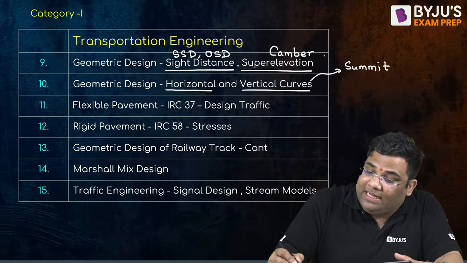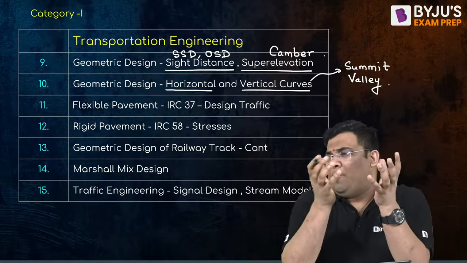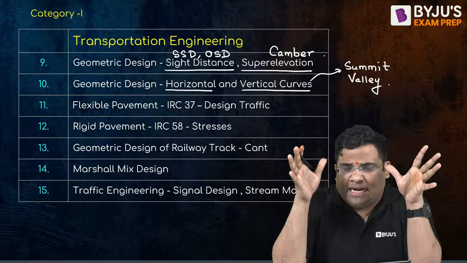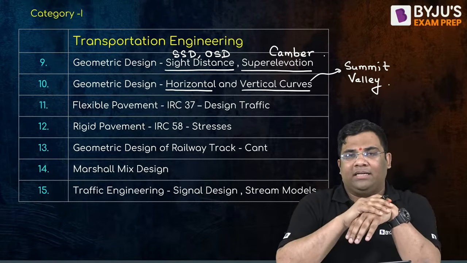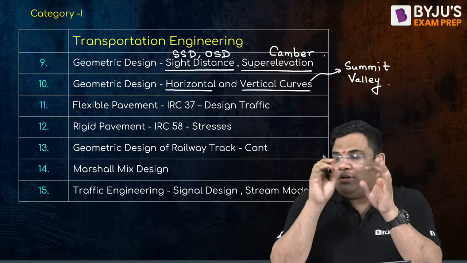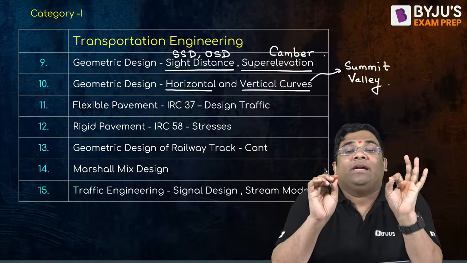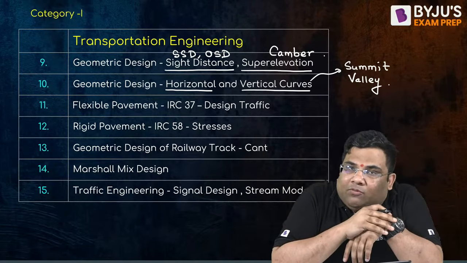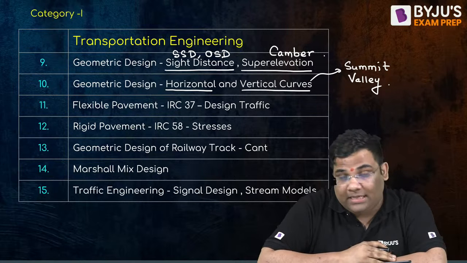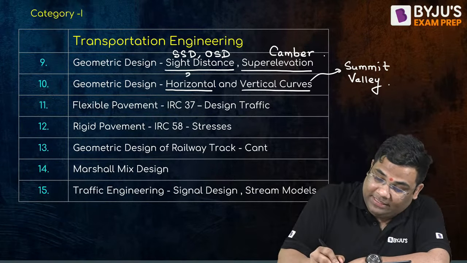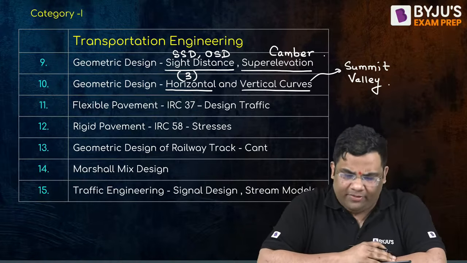You will say, sir, summit and valley curves are two different topics. How many formulas are there? Hardly 11, 22 formulas are there, right? So therefore, it is categorized in a single topic. Are you understanding? For each formula, I cannot form a different topic, right? So small formulas are there, so we're not formulating different topics. We are accumulating them in a single topic. Horizontal curves mean extra widening, setback distance, and transition curve, right? Three topics are there, so we can say subtopics are there.